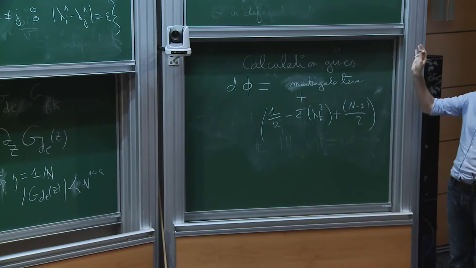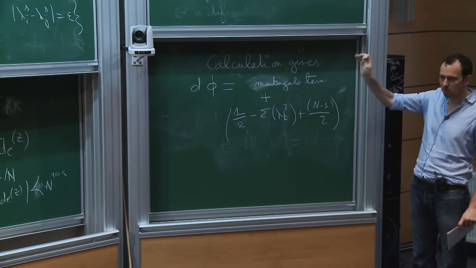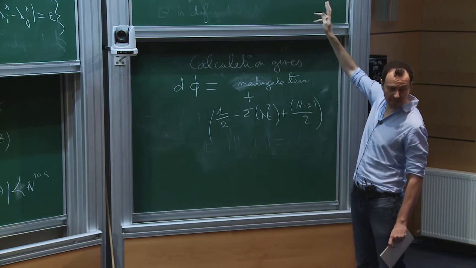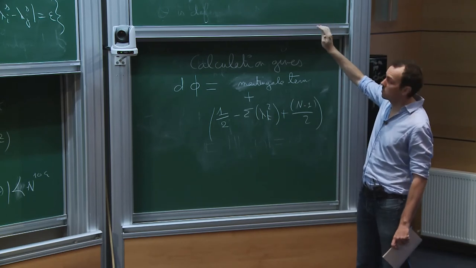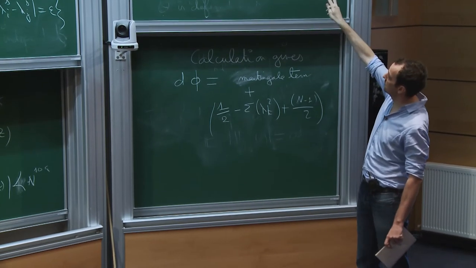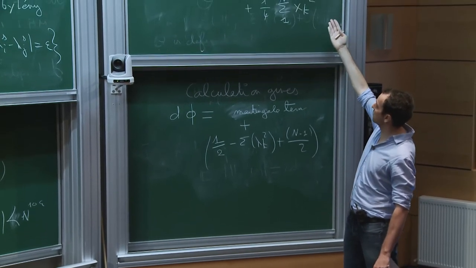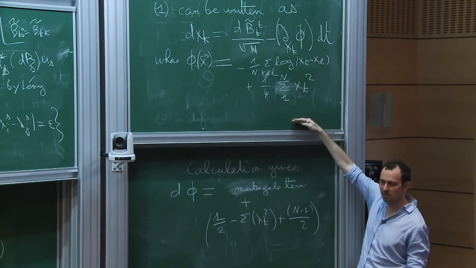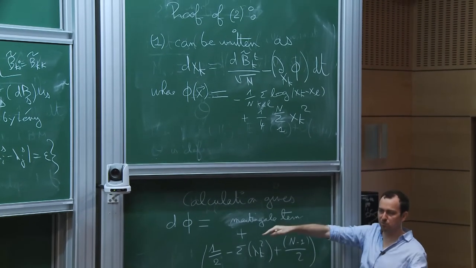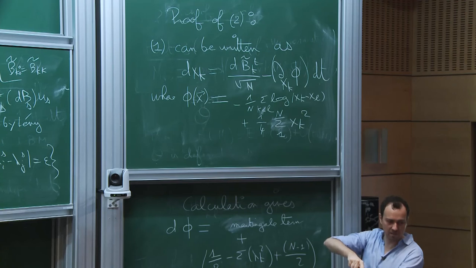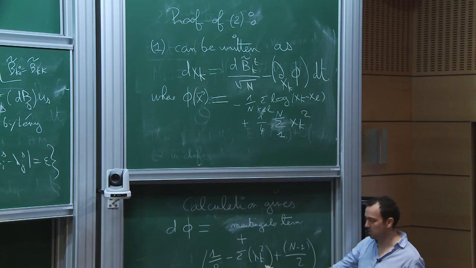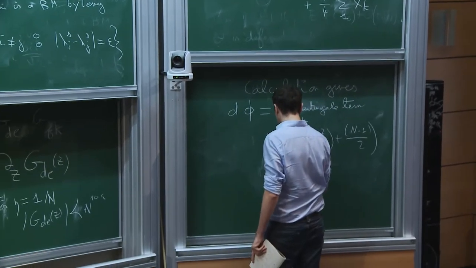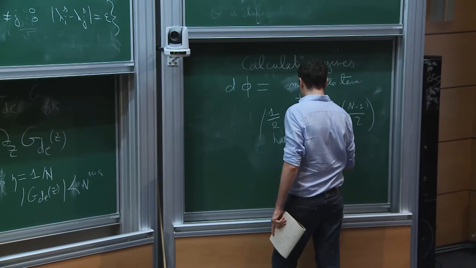So why is this φ nice? If you apply it and look at the drift, you will have a lot of miraculous cancellations. The cancellations are due to the log factor, because the log factor will make appear some 1 over x_k minus x_l. But if you put two of them together, they will vanish, and you end up with something with no singularity. So that's an exercise.